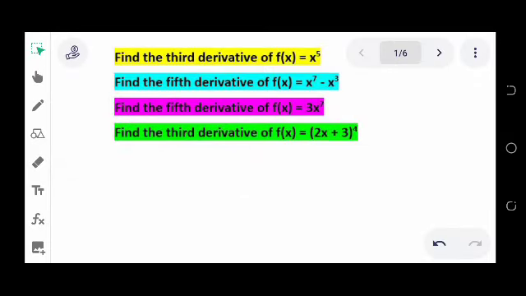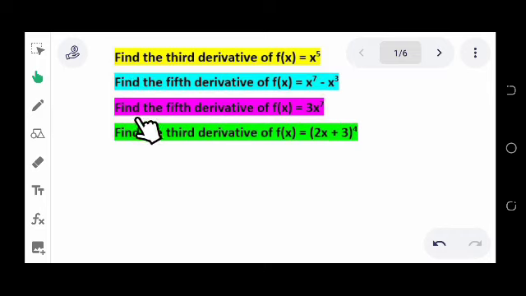Now, in today's video, I will show you a trick on how to find the higher order derivatives of algebraic functions. This is actually one of the tricks in finding the higher order derivatives. There are actually a lot of tricks for higher order derivatives, but this trick applies only to algebraic functions. Now, we'll use the trick in solving the derivatives of these four examples here.